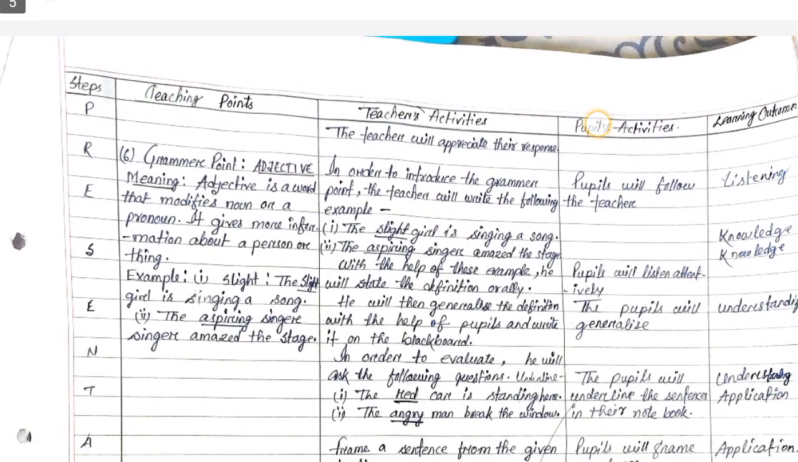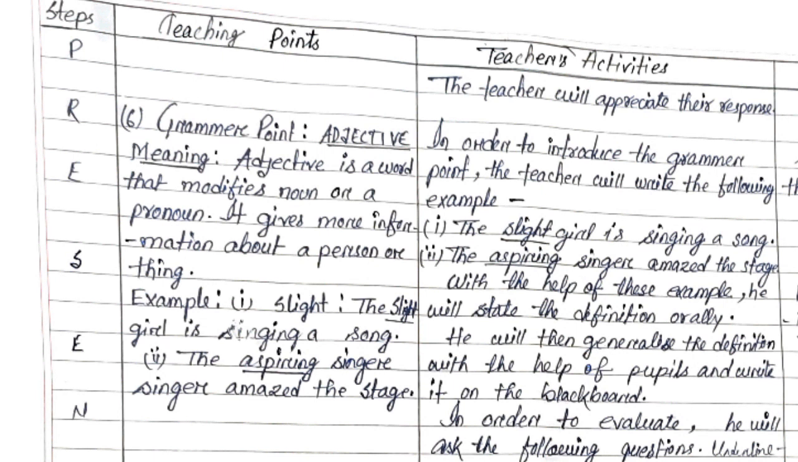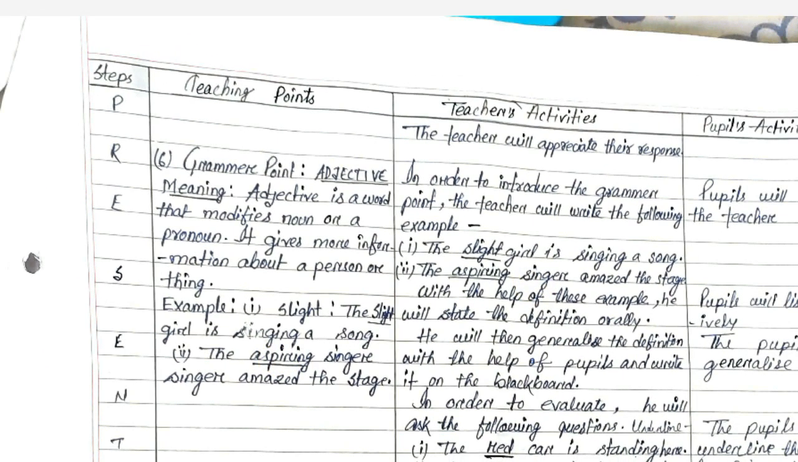Then we have to take the last point, that is the grammar point. We have to find out some portions of grammar in the text. Any kind of grammar you can take here. I have taken, for example, adjectives. So I have to write the meaning of the adjectives. At the same time, we have to mention some examples. While setting the examples, you should always keep in mind that you should mention them in complete sentences. It is suggested by teachers that it should be in a complete sentence.